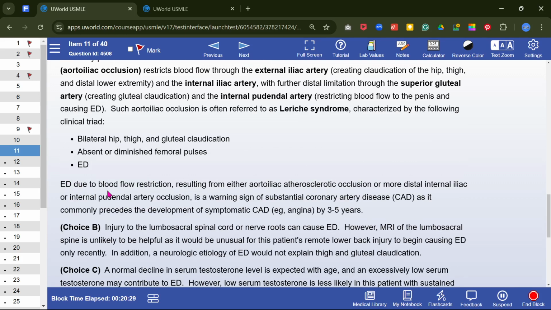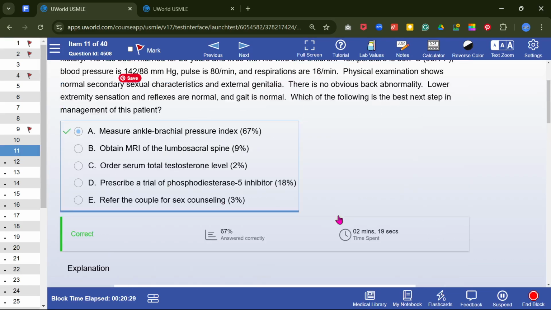Erectile dysfunction due to flow restriction from either aorto-iliac atherosclerotic occlusion or more distal internal iliac or internal pudendal artery occlusion is a warning sign of substantial coronary artery disease, as it commonly precedes the development of angina by 3 to 5 years. Got it?